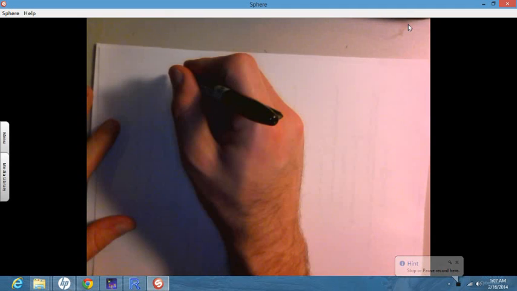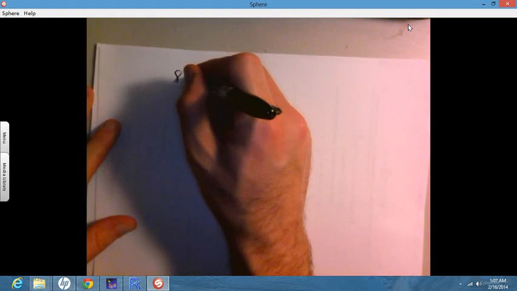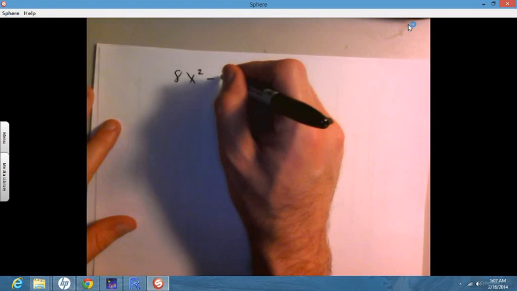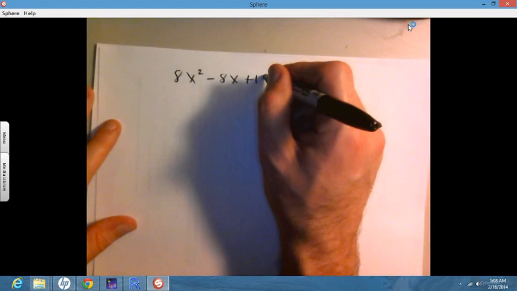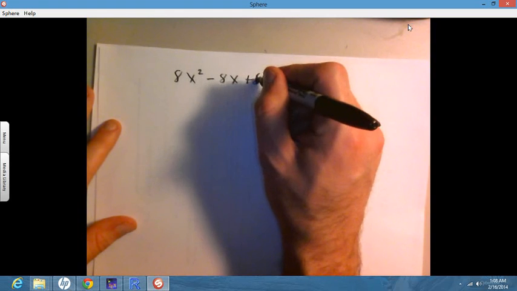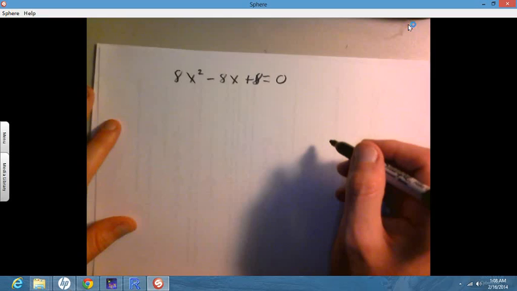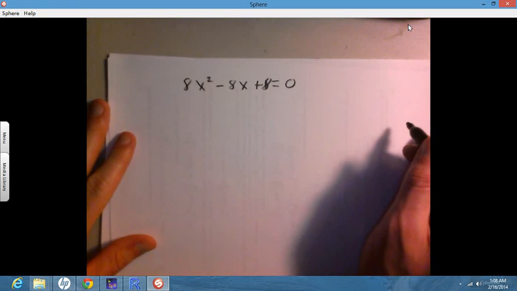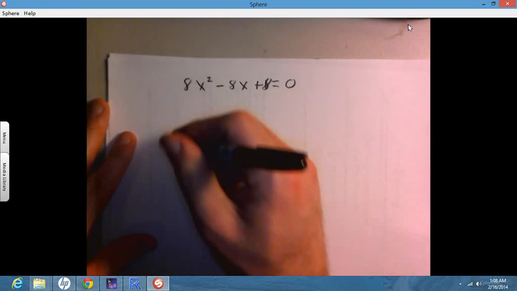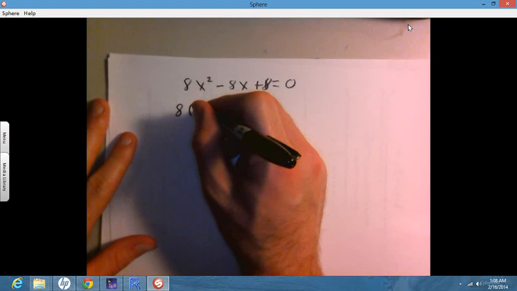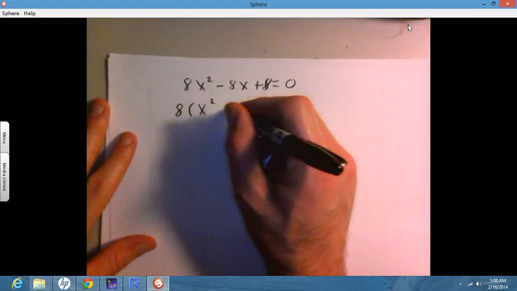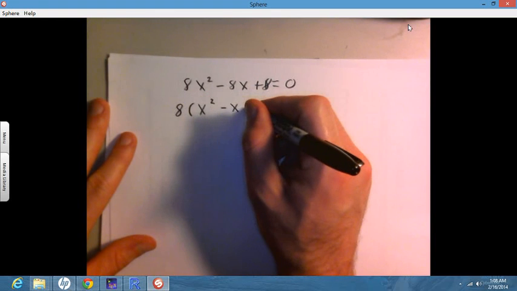Okay, so we're going to look at a particular problem here. We're going to look at the equation 8x squared minus 8x plus 8 is equal to 0. Now the first thing we're going to do here is factor out the 8 because each term has an 8 in common. So we can write this as 8 times x squared minus x plus 1 is equal to 0.